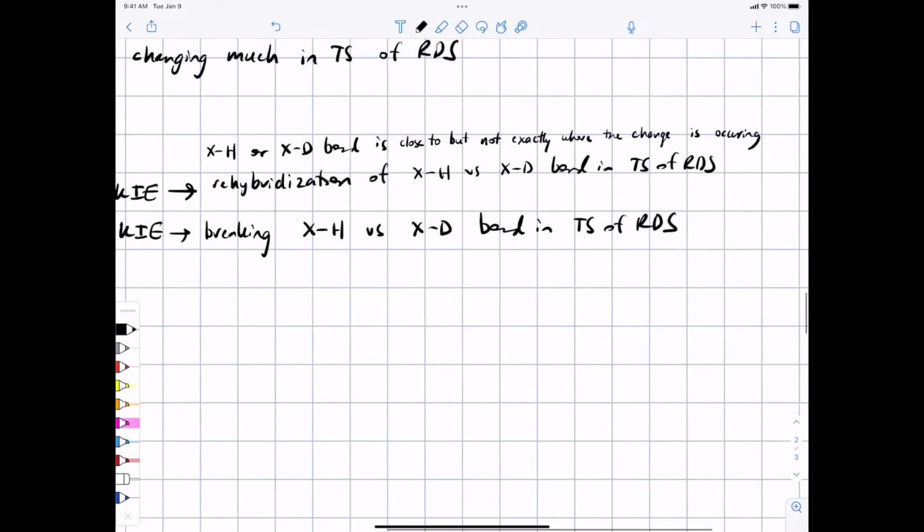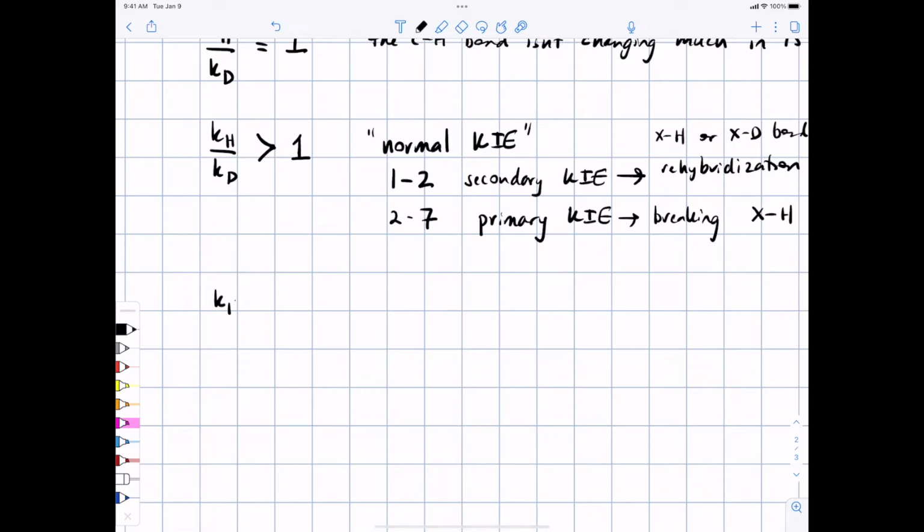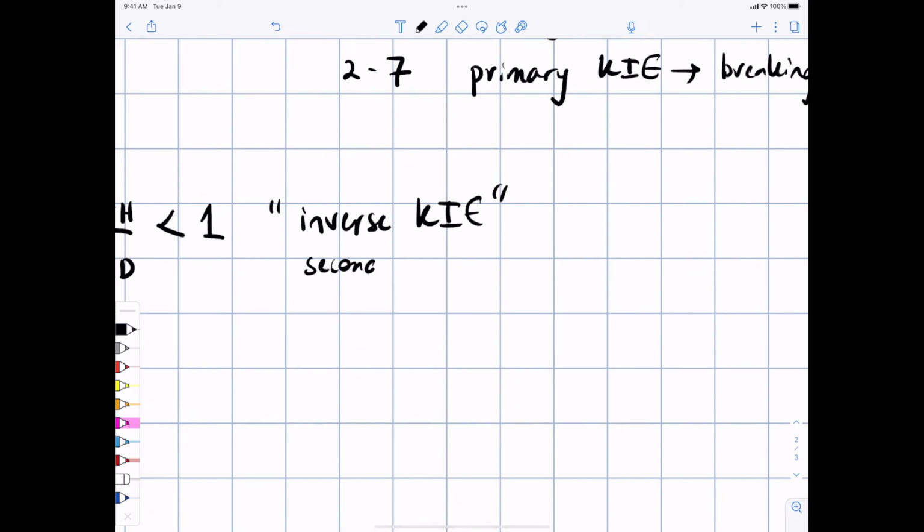Okay. And then if we find that kH over kD is less than 1, we're going to call that an inverse kinetic isotope effect. And these are always secondary. And they are generally the result of rehybridization of an XH versus XD bond in the transition state of the rate determining step.